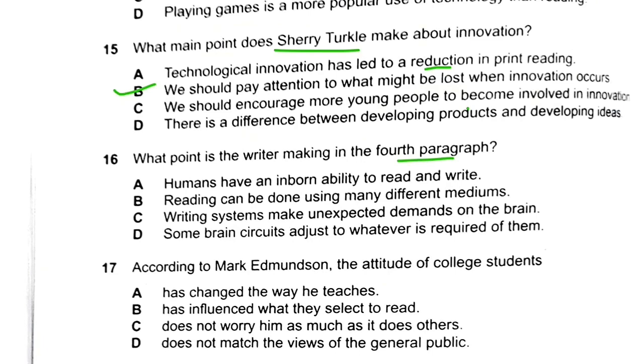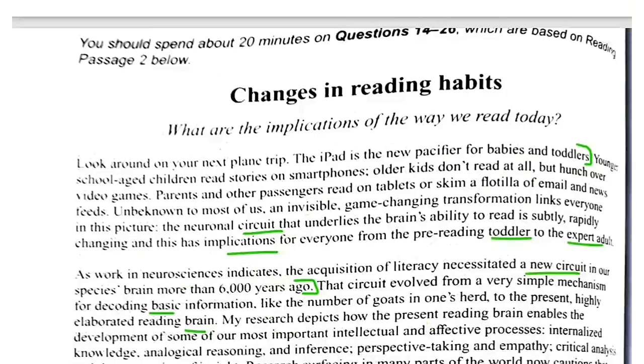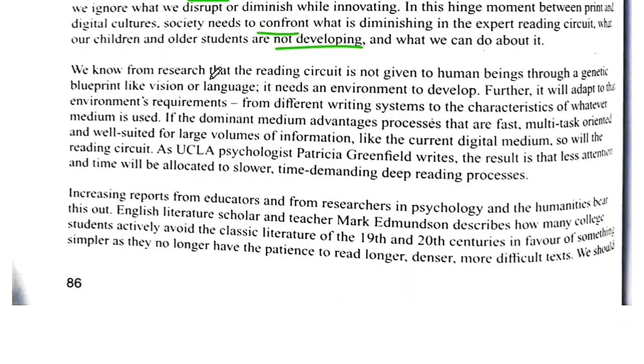This is a question. We know from research that the reading circuit is not given to human beings through a genetic blueprint like vision or language. It needs an environment to develop. Further, it will adapt to the environment requirements, from different writing systems to whatever medium is used. The dominant medium advantages processes that are first multitask oriented and very superficial, large amounts of information like the current digital medium. So will the reading circuit, as the UCL psychologist particularly emphasized. The result is that less attention and time will be allocated to slower, time demanding deep reading processes.